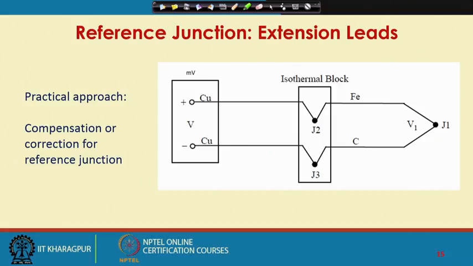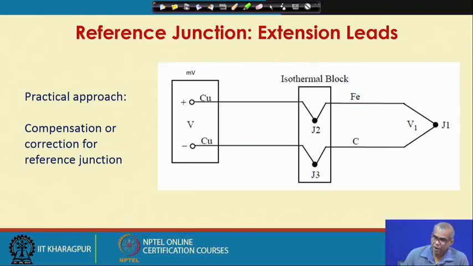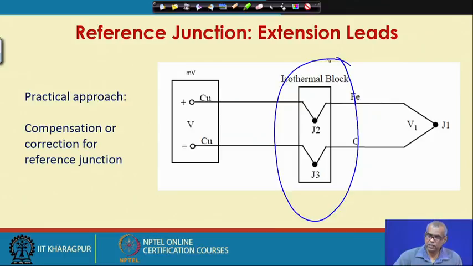Now, keeping the reference junction temperature always at 0 degree Celsius may not be practical. So, a practical approach will be to keep these two new junctions at some constant and known temperature, and then make compensation or correction for the changes in the reference junction.